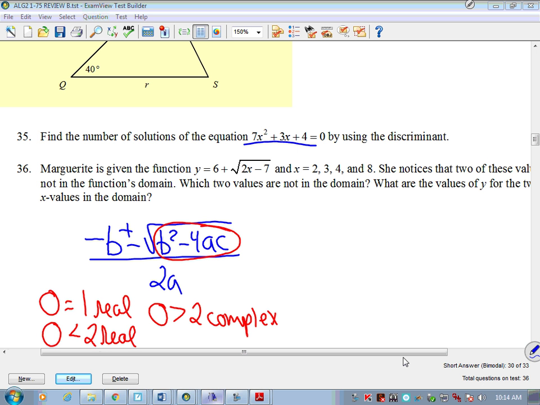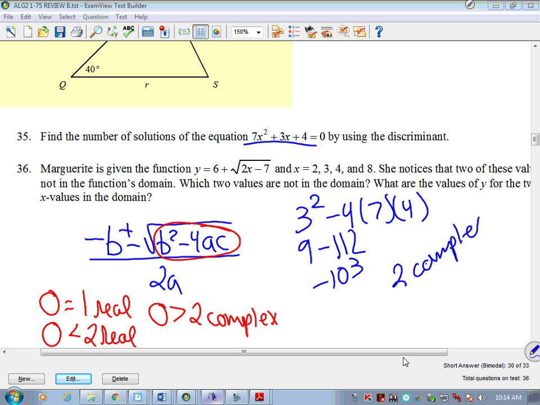Okay, so what do I write? What's my b? 3. So 3 squared minus 4 times what? 7 times what? 4. What's 3 squared? 9. What's negative 4 times 7 times 4? Probably a big negative number, right? Negative 112. All right, what's 9 minus 112? Negative 103. All right, so how many solutions am I going to get, and what are they? I'm going to get 2 complex.